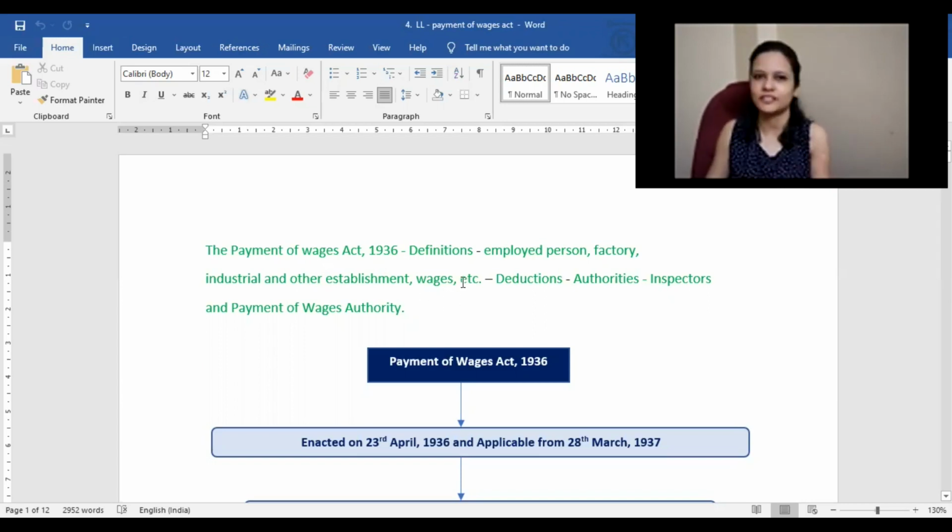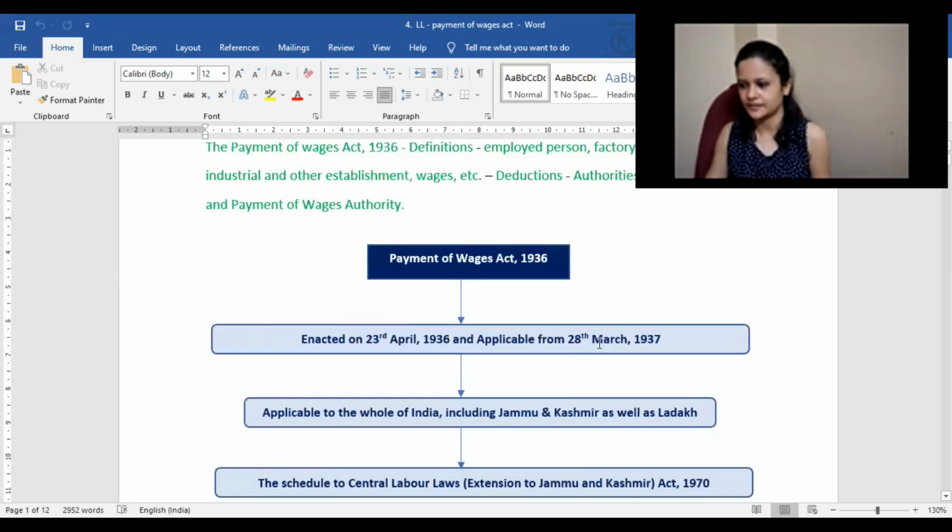Obviously, whatever definitions are given under the legislation, they can ask, like, what is wage? And accordingly, some other question with regard to wages might be there. So a few definitions we have. Then we have deductions, and then authorities like inspectors under the legislation, and payment of wages authorities. So this is from Unit 5, which we will be discussing.